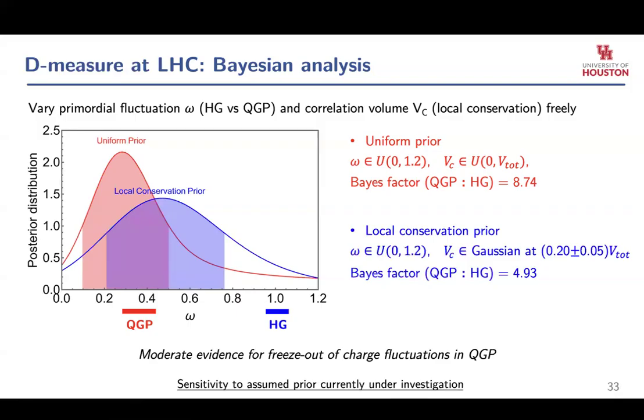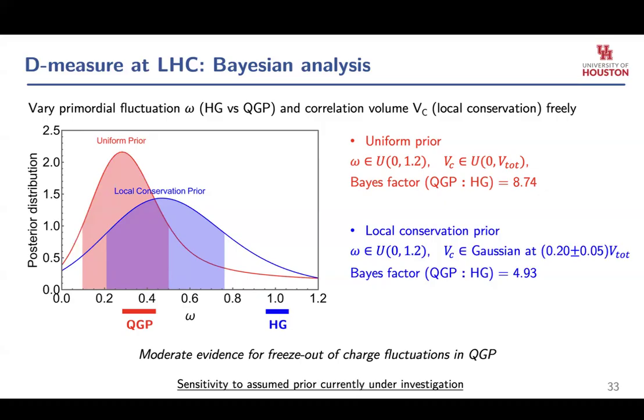We can also consider something more sophisticated, and say, okay, let's say that there is a preference for local conservation, because balance functions show us that there is more locality than one would naively expect. And so if we assume that the prior for local conservation is already localized, we can get a much broader posterior for omega.